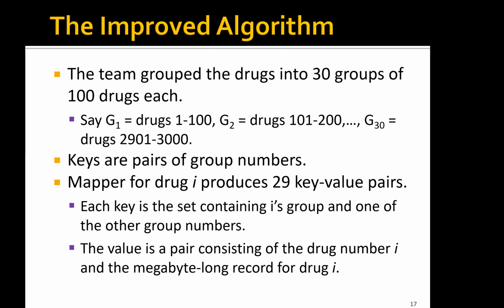Now, the mapper for drug I produces 29 key value pairs. The keys would be the set containing whatever group I is in, the number of the group for drug I, and any of the 29 other group numbers. Okay, and the value is still basically the megabyte long record for drug I. You do have to tag it with telling what drug this actually is the record for. You didn't have to do that in the original design because it actually didn't matter. Each reducer knew what pair of drugs it was getting.